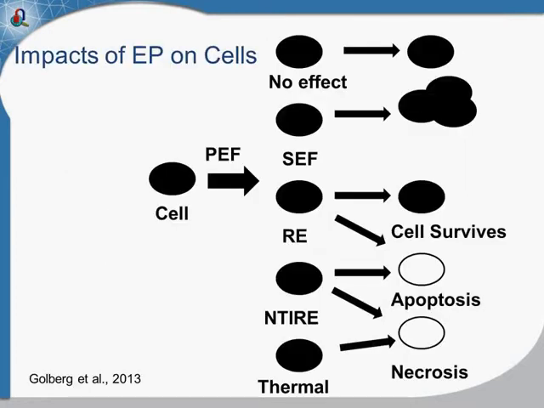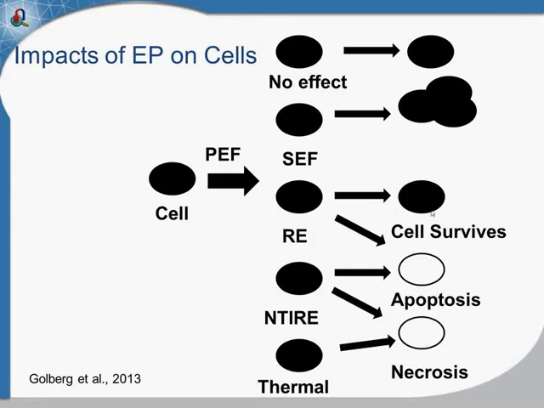So here we summarize the effects of the electroporation of the pulse field on cells altogether. So this is the cell. It can be an area of no effect. Some recent work shows that pulse electric fields can be stimulating, so they cause cells to grow faster. And these are the stimulating electric fields, so the cells start to proliferate much faster.